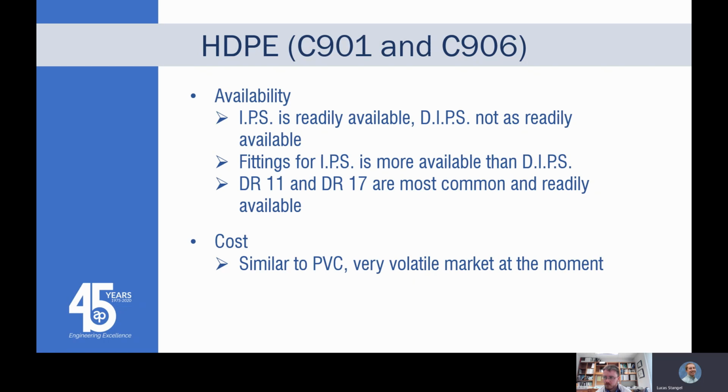So yeah, availability, like we said, IPS is kind of the main size, so it's readily available. You can get the ductile iron pipe size, but probably not sitting on people's shelves. Similar for the fittings, IPS versus DIPS. The DR11s and 17s are the most common and readily available. We've run into some projects lately on the availability.